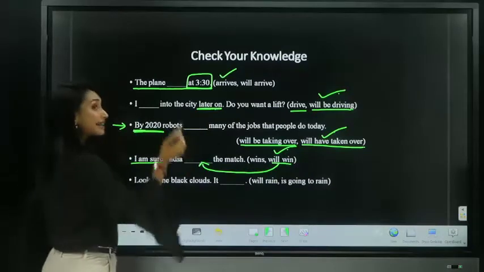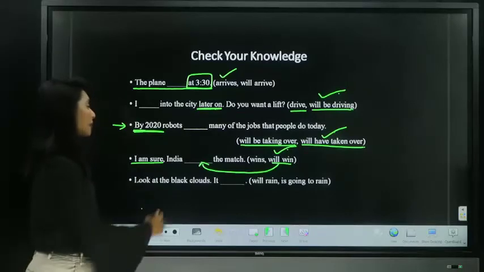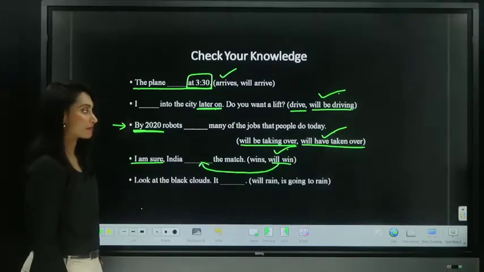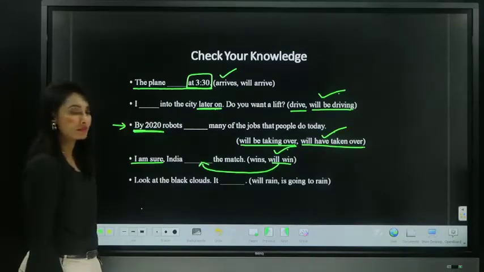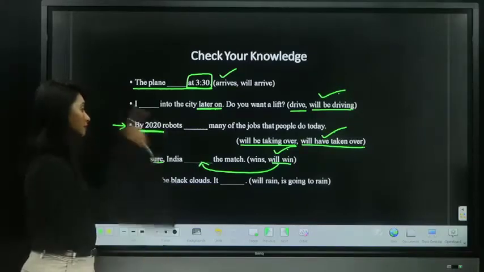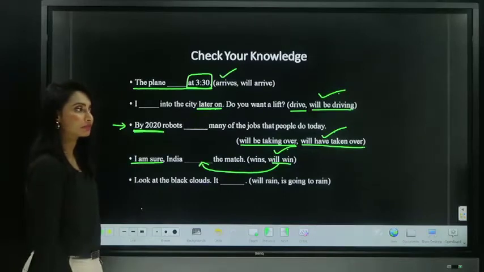Look at the black clouds, it dash. Look at the black clouds, it dash. Quick. Will rain or is going to rain. Do you want simple future or present continuous? Quick, guys.